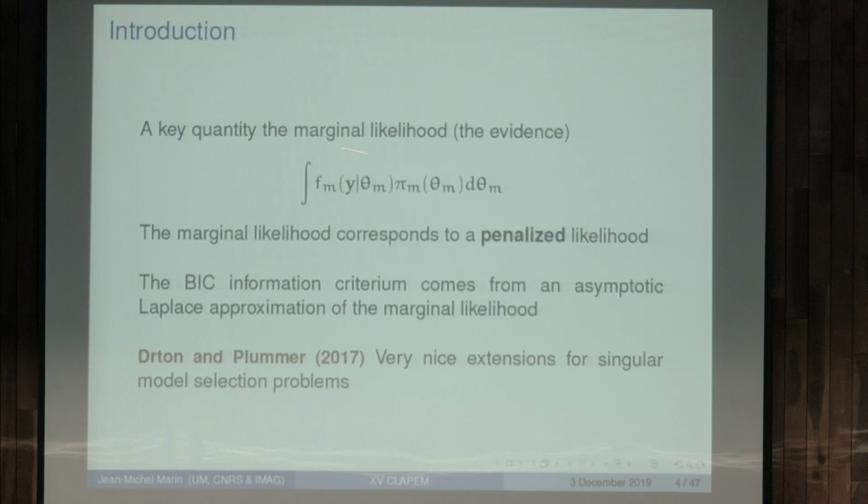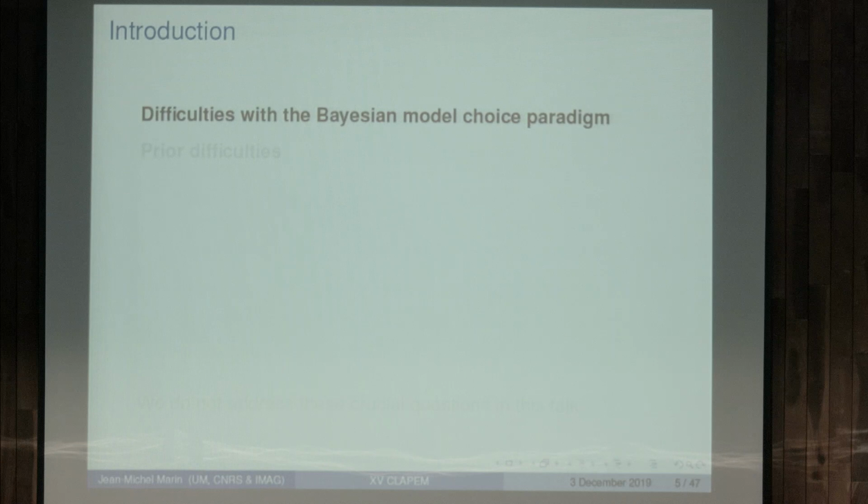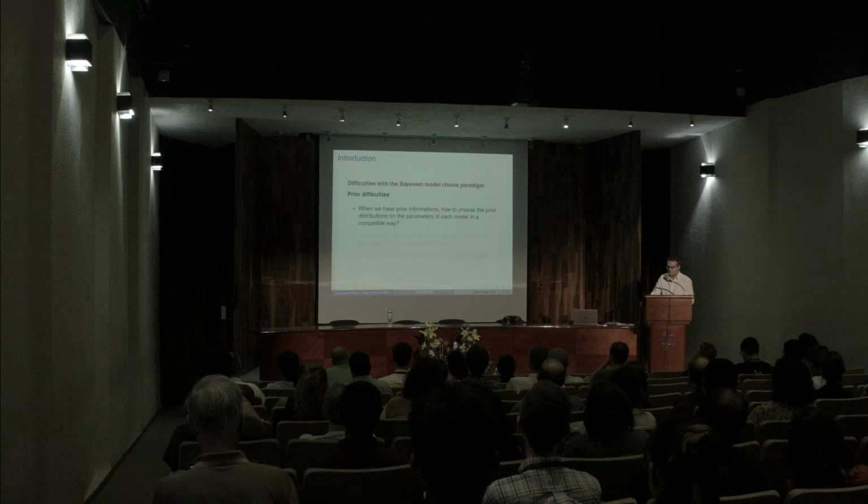There are some specific difficulties with the Bayesian model choice paradigm. First set of difficulties: prior difficulties. When typically you have no prior information, it's difficult to choose the prior distribution on the parameter of each model in a compatible way.